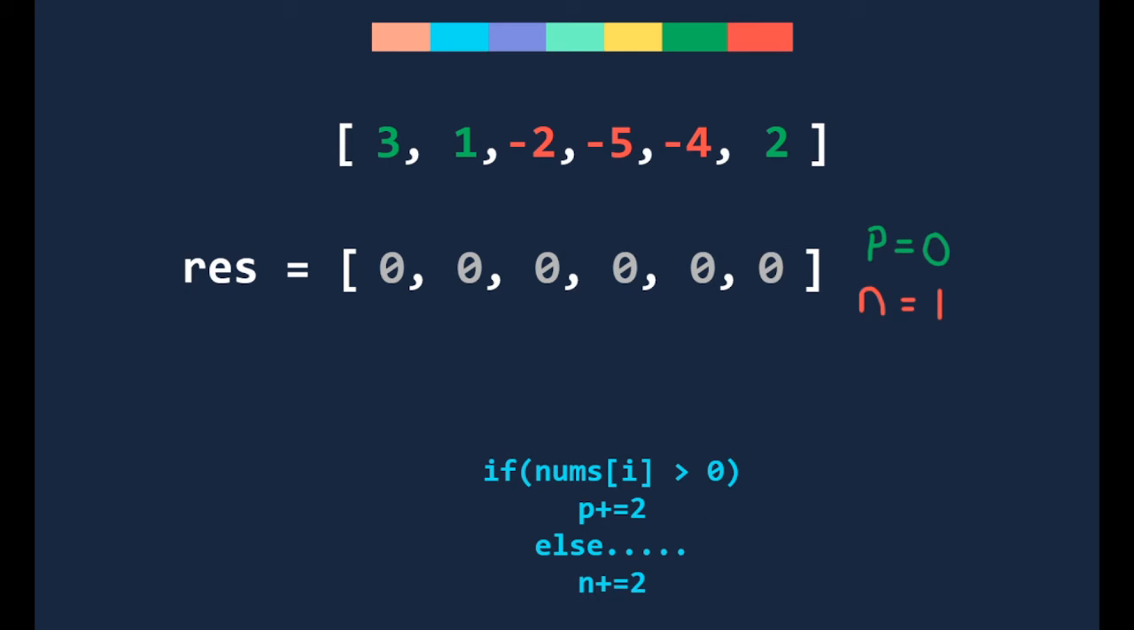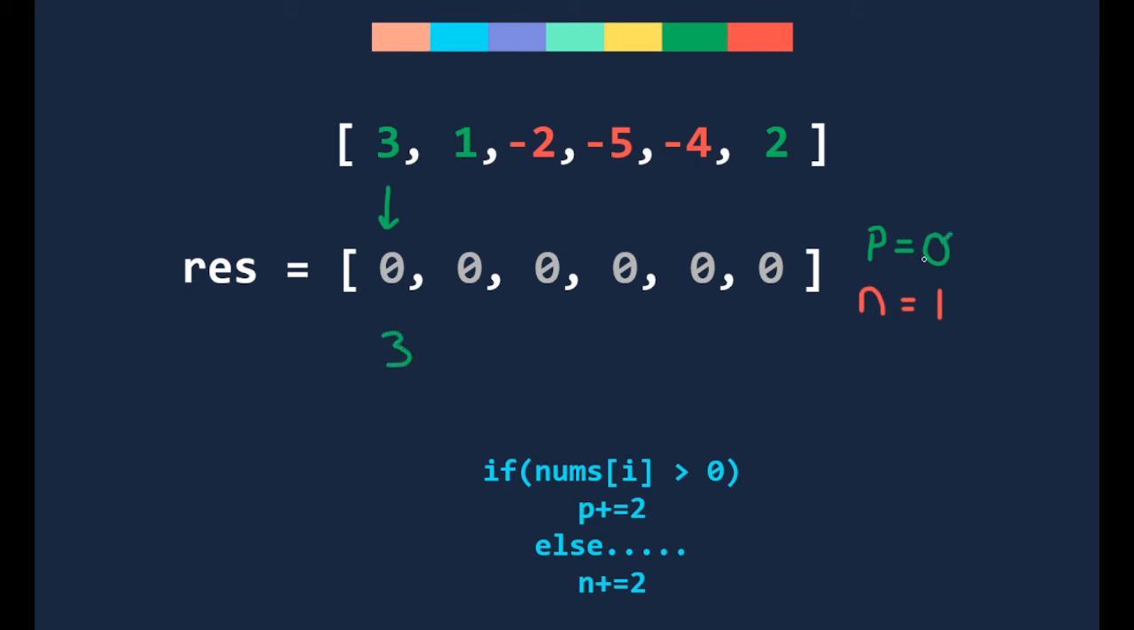So let's run through this. The very first number is 3. So that's positive. So we're going to check where our positive counter is. It's at 0. So we want to put the 3 into the first index. So we're going to have 3 here.